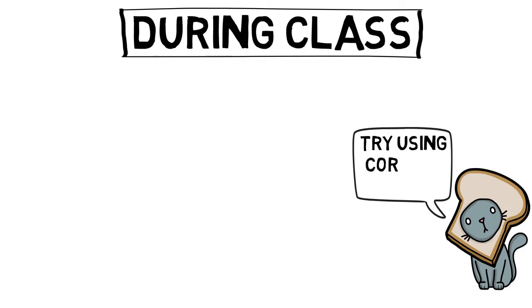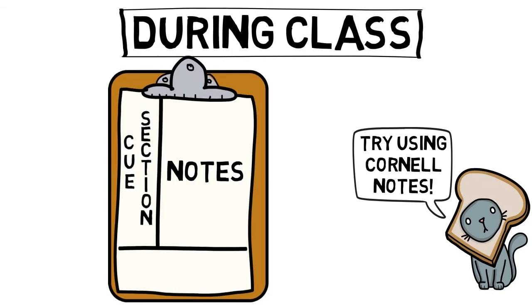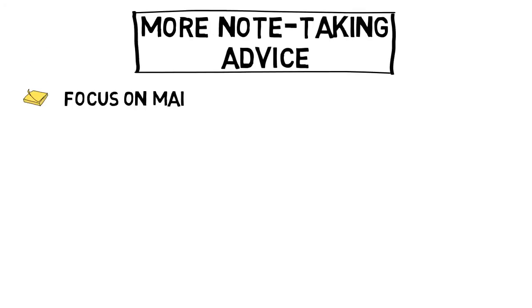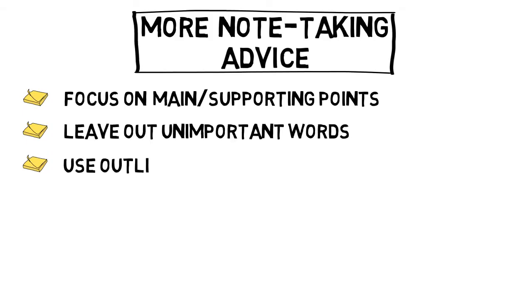During class, set up your paper to take notes using the Cornell Method. This requires 3 sections as shown here. Take your notes in the largest section. Take down as many of the main and supporting points as well as examples as possible. Leave out non-critical words. Use outline format.